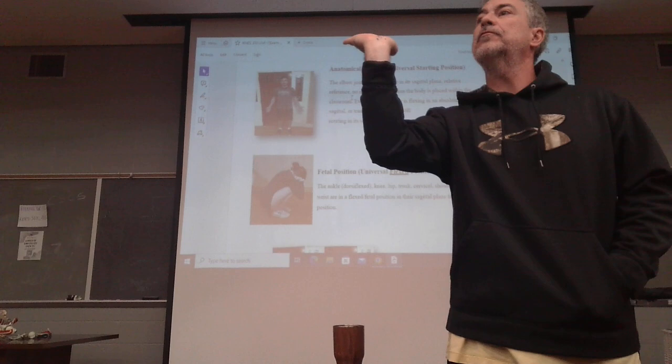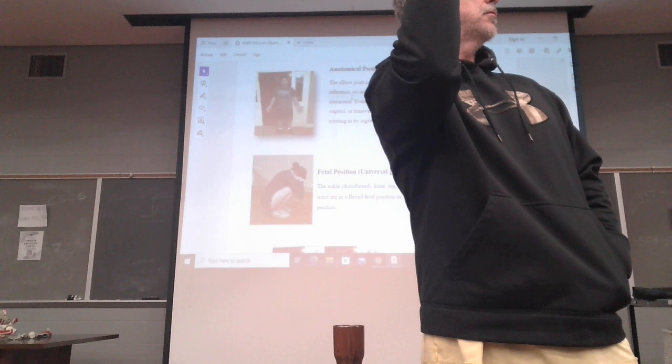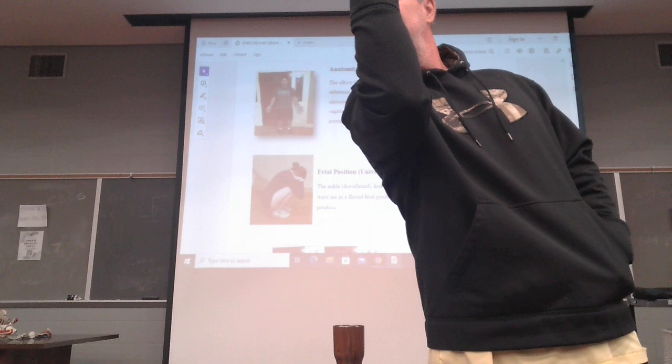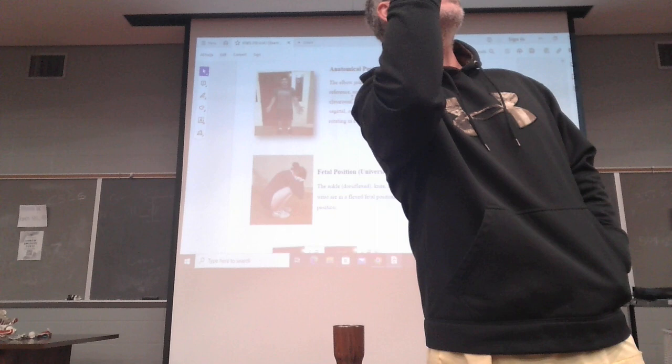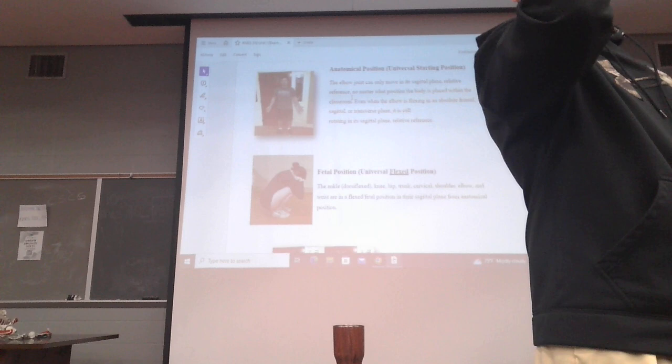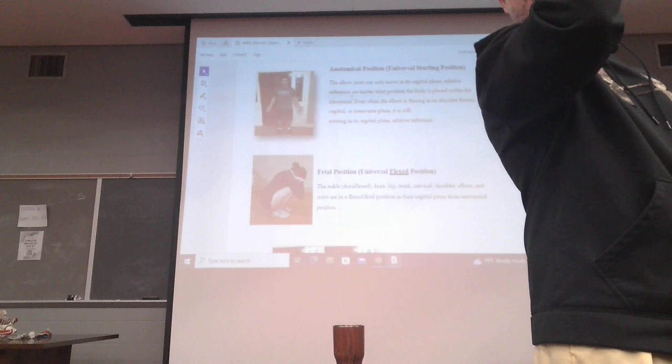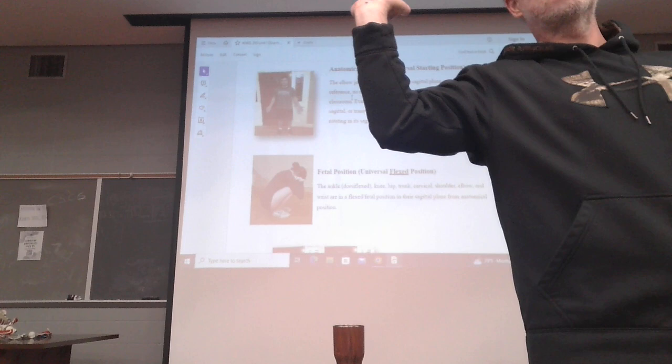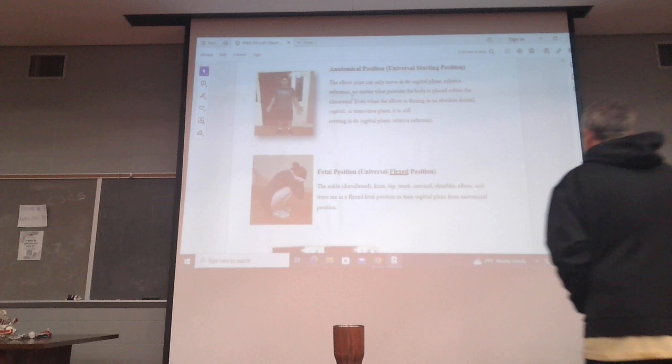This flexion went to anatomical. But it got me closer to fetal, because I'm closer to a ball. This extension went to anatomical, but I got further away from fetal. So I had extension to anatomical and flexion to anatomical. So it has nothing to do with going to or away from anatomical. Extension to, extension from. I'm furthest away from fetal position, way out over here. Flexion to, flexion from.